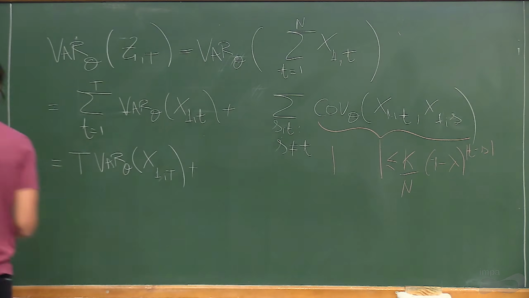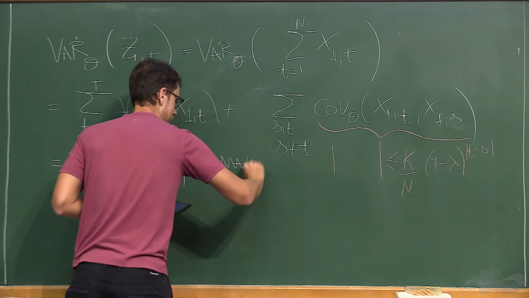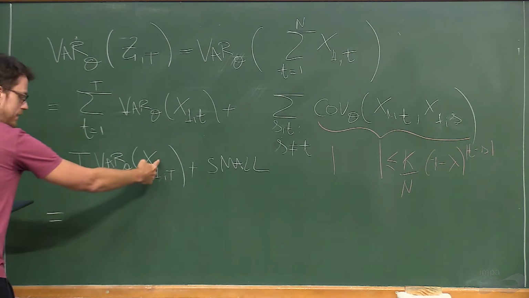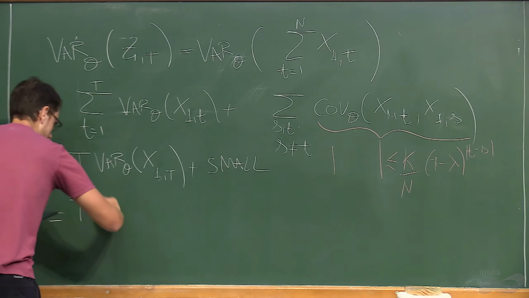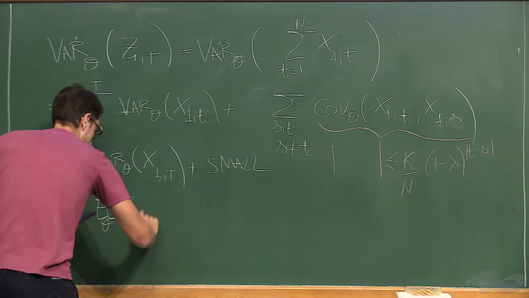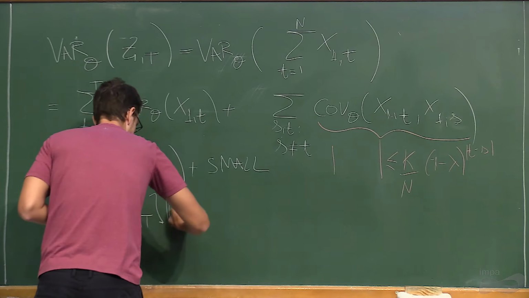So I'm almost there, plus something small. And then this something is a Bernoulli random variable, so this is nothing more than the expectation, one minus the expectation.